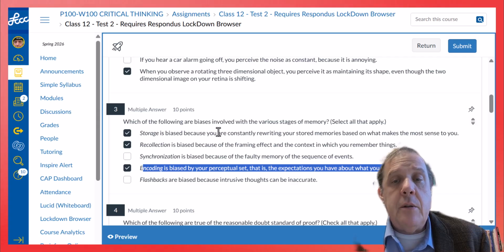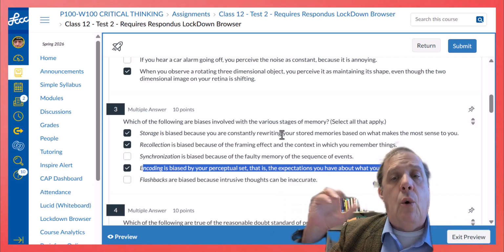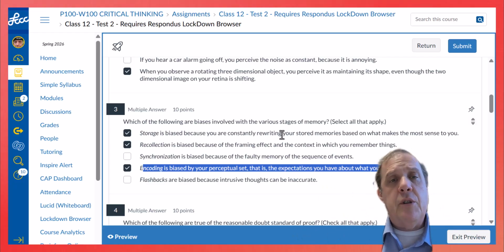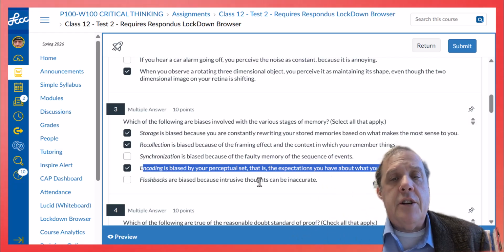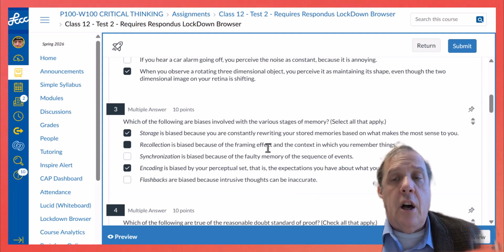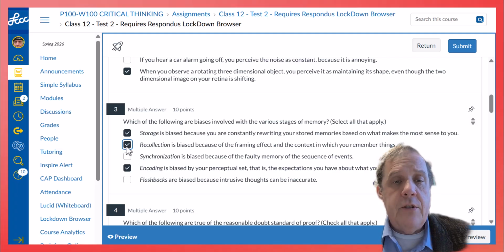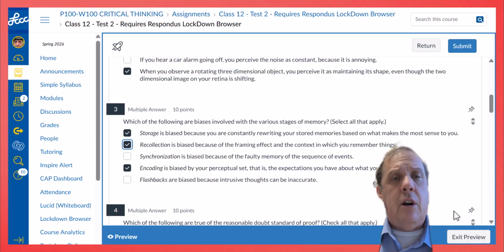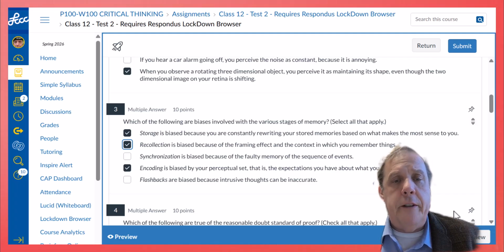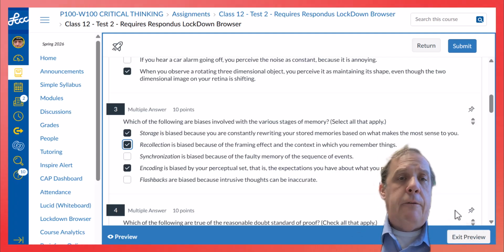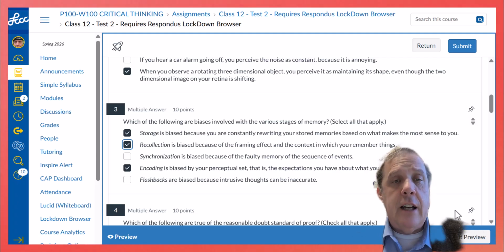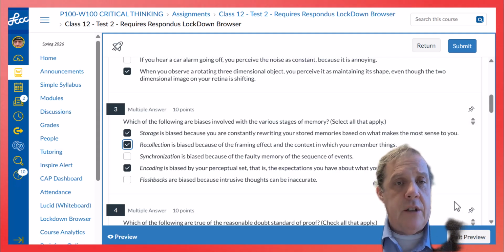Storage is also biased because you're constantly rewriting your old stored memories based on what makes the most sense to you. And then recollection is biased because of the framing effect, the context in which you remember things. So how you ask someone a question can affect how they remember things. If you ask them, how long was the movie, you get a different answer than if you ask, how short was the movie. How fast were the cars going when they contacted each other? It's a different answer than how fast were the cars going when they rammed into each other.